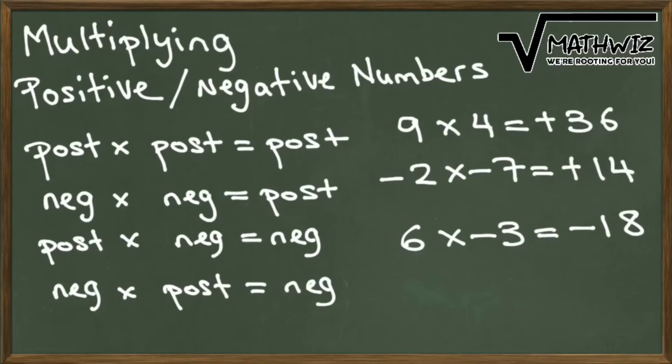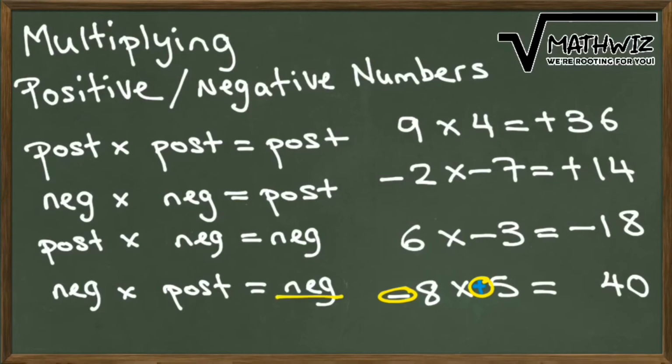All right, so for our final example, what if you have minus 8 times 5? So again, you want to multiply the numbers. So 8 times 5 is 40. If you're not seeing the plus clearly, you can always put it in or imagine it. And so if we have a negative multiplied by a positive, you are supposed to get a negative.